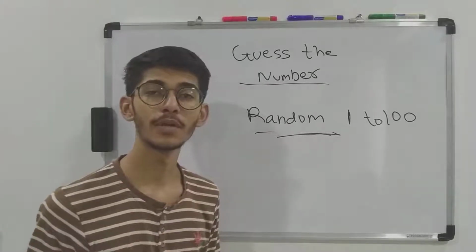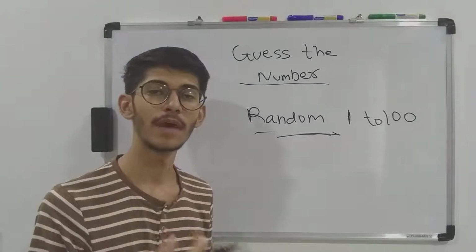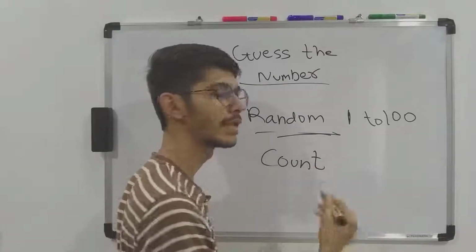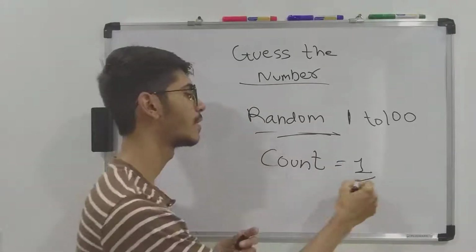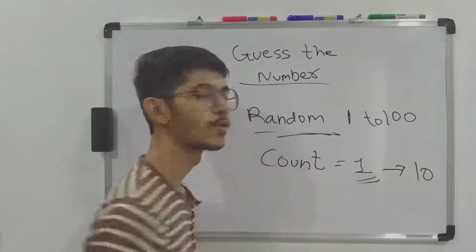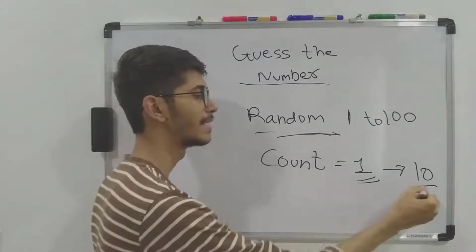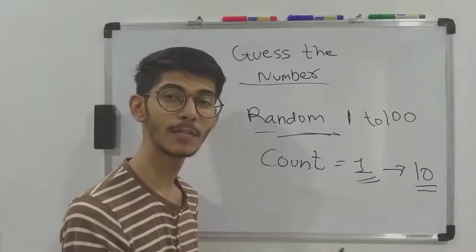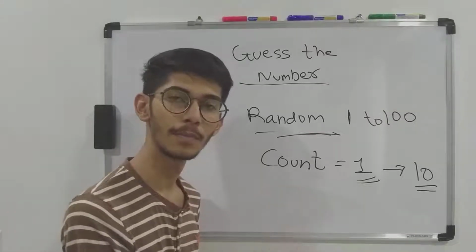Then next we are going to create another variable where we are going to store the value of count. So first we are going to create a count variable and assign it 1. The initial value here will be 1 and it is going to go till 10. So the user will only be able to insert 10 guesses. After these 10 guesses, we have to make sure that the user will not be able to enter any further guesses by disabling the input box and the button.